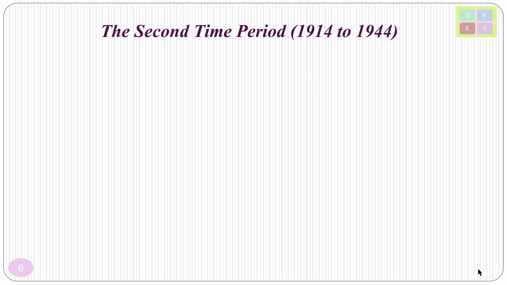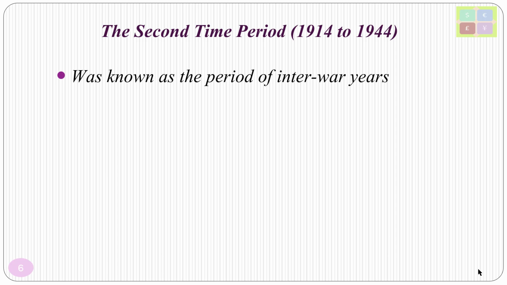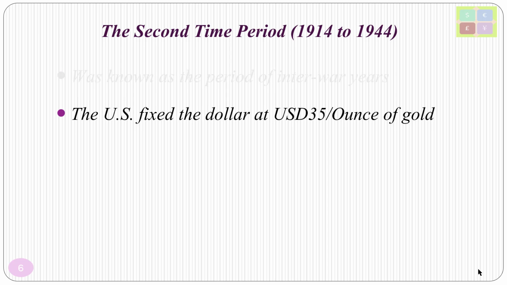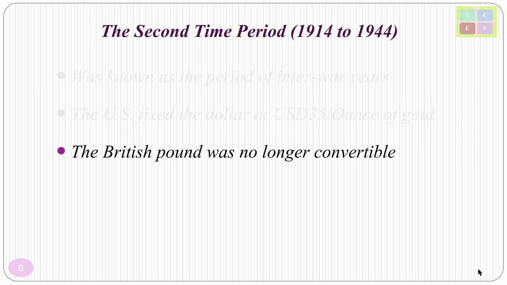The second time period was known as the period of interwar years because it took place between the 2 world wars. During this period, the United States fixed the value of the dollar at 35 US dollars per ounce of gold. The British pound was no longer convertible. That means traders stopped accepting the British pound for international trades.